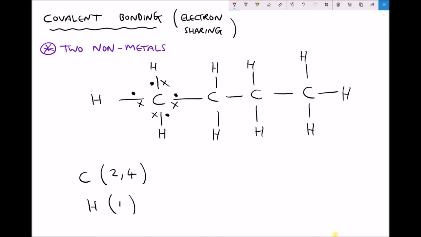Now what we see happening here is our hydrogen on the far left hand side now believes that it has 2 electrons, as does our hydrogen at the top, our hydrogen at the bottom, and our carbon in the centre believes that it has 8 electrons in its outer shell because it includes these 2 here where it's sharing with the next carbon along. Let's repeat that for our second carbon.